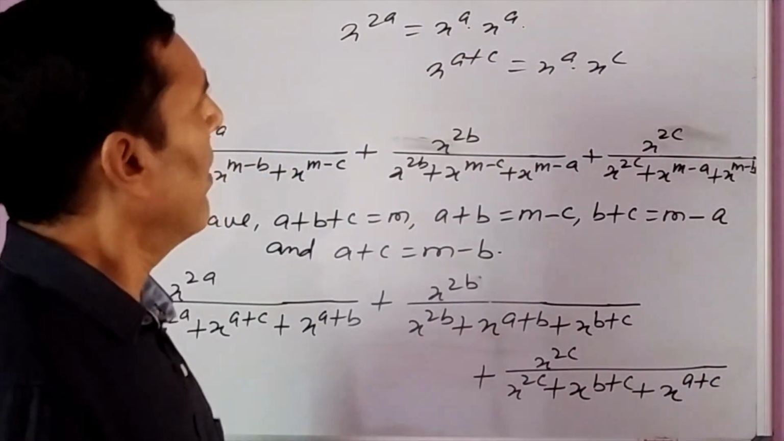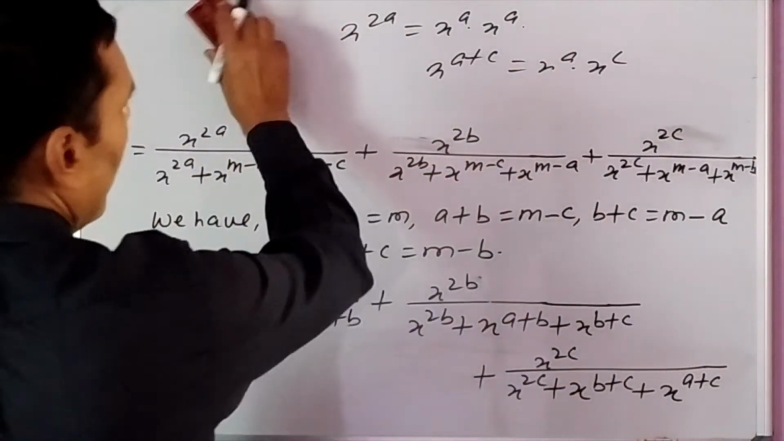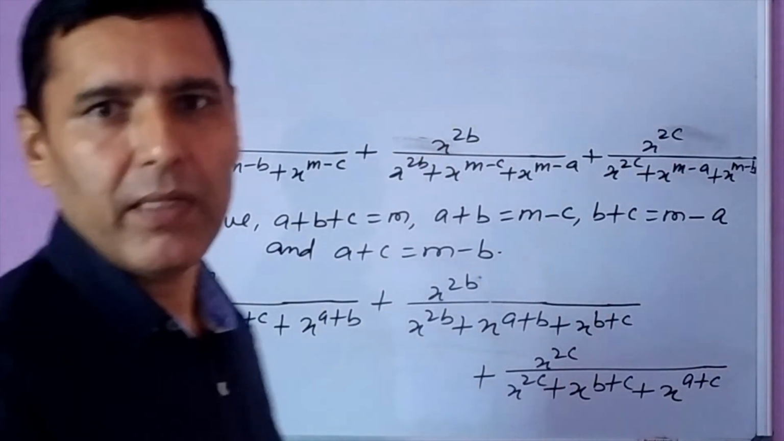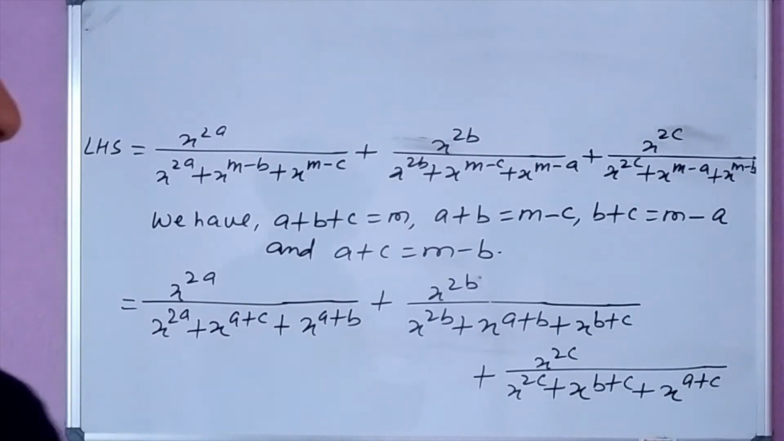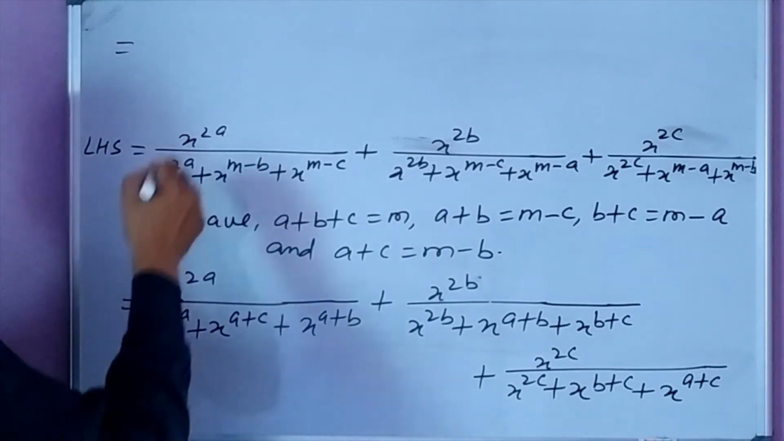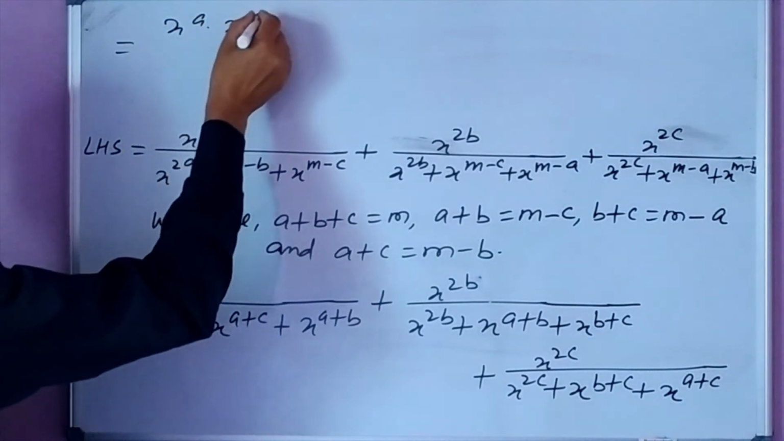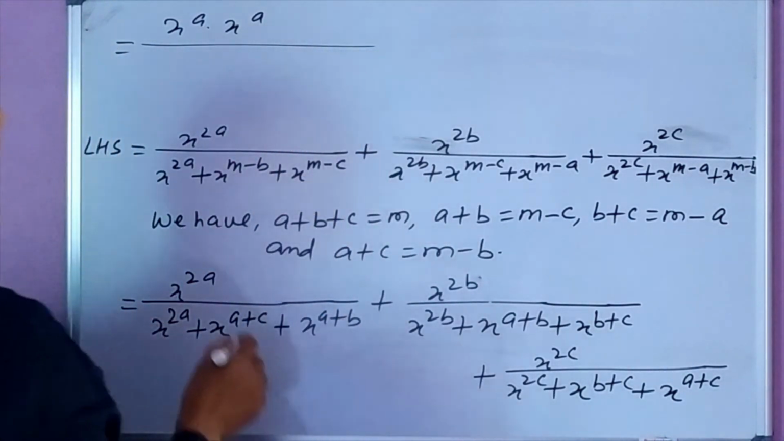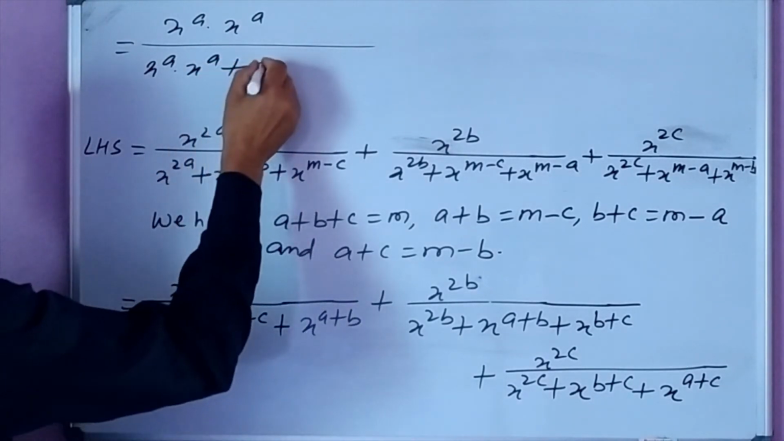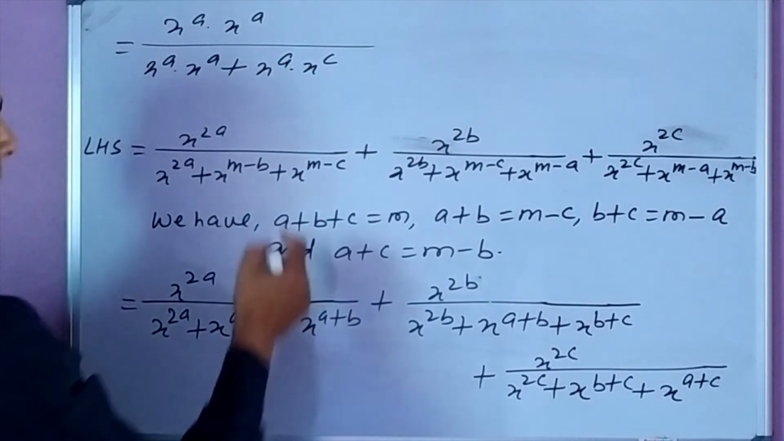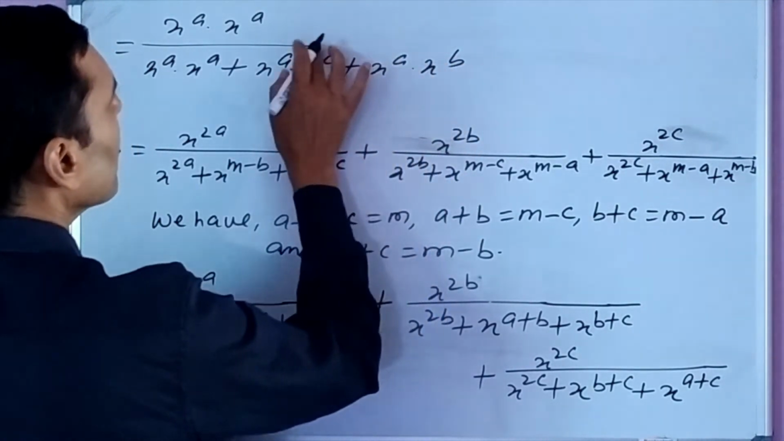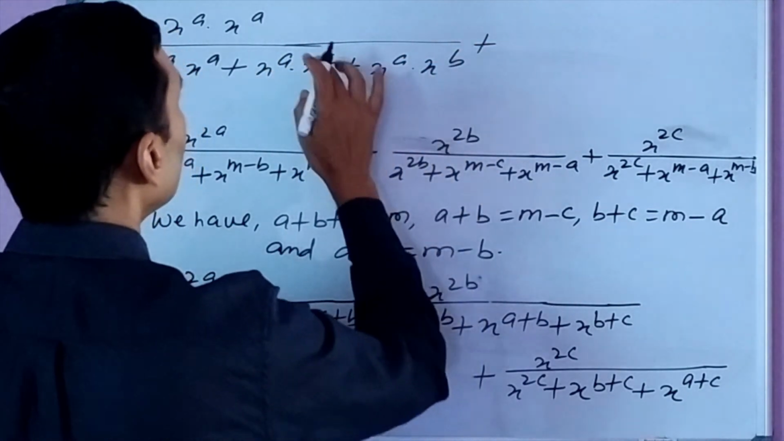In this way, we separate the powers so that we get the same thing to take common in the denominator, and the numerator and denominator will be cancelled, and it will be converted into an easy form. So for this x to the power 2a, I am writing x to the power a into x to the power a, and the denominator is x to the power a into x to the power a, plus x to the power a into x to the power c, plus x to the power a into x to the power b. This is the first term.